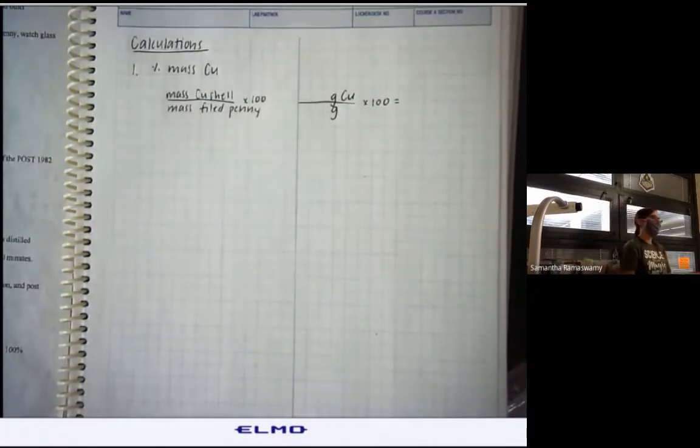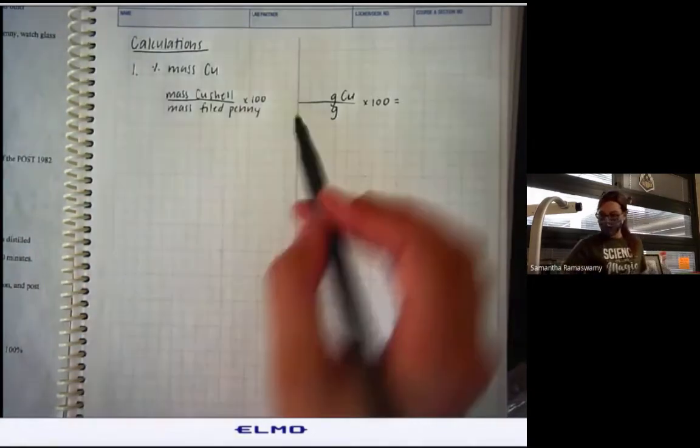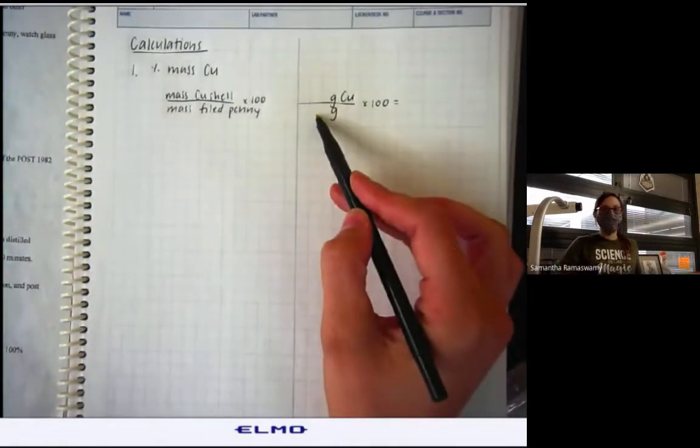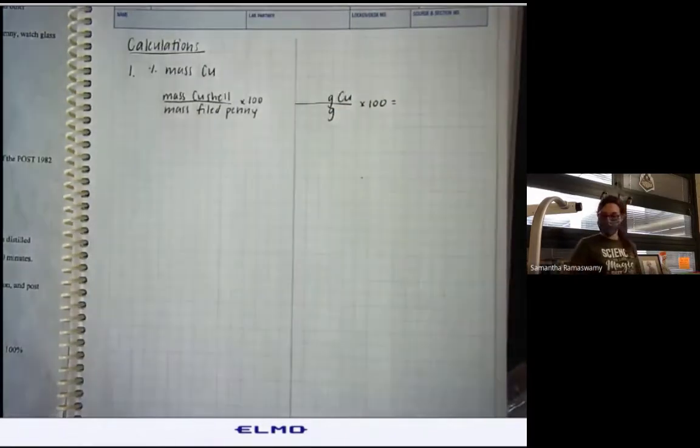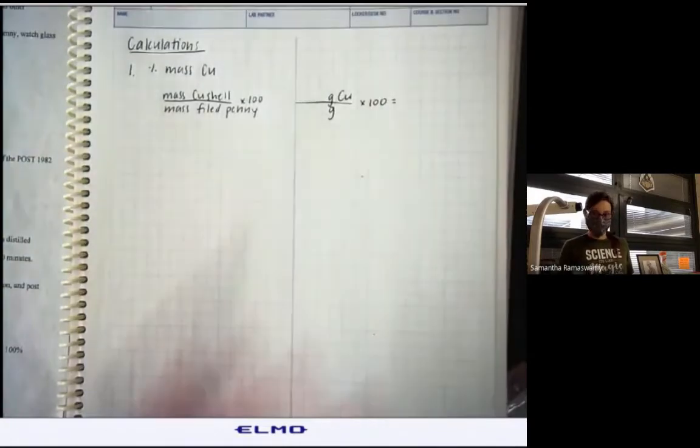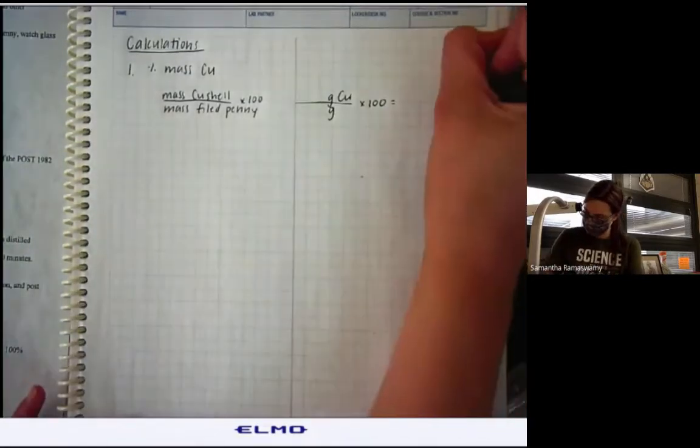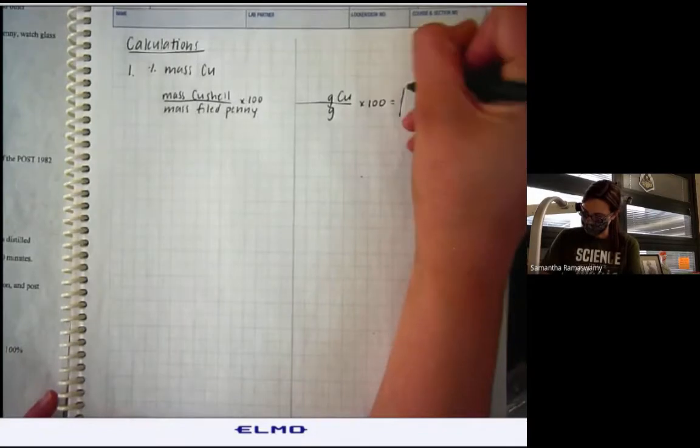So look back at your data. The mass of the copper shell is what your lab partner collected on Friday. After the reaction was completed, there was nothing but a very malleable copper shell. So you're going to take your mass of your copper shell divided by the mass of the filed penny. After you guys filed it on Thursday, you found the mass of it. That's what goes on the bottom, times 100. That's going to give us the percent.